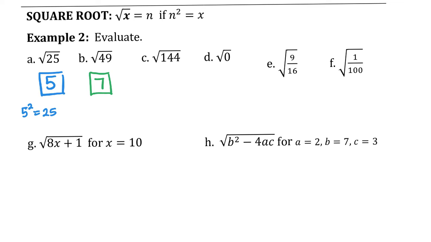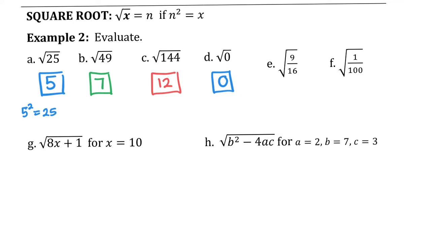The square root of 144 is 12, because 12 to the 2nd power is 144. The square root of 0 is 0 because 0 times 0 is 0. Okay, now e is a fraction, but that's okay. We can still work with it.